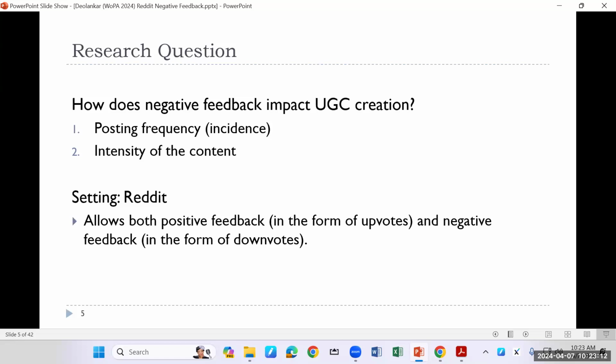Now, the setting in which we study this question is that of Reddit. Reddit is a popular social media platform, and the feedback system on Reddit is such that it allows content viewers to provide both positive feedback as well as negative feedback to content creators. And this feedback on Reddit is publicly observable to everyone: the user receiving the feedback, other users on the platform, as well as external observers, which is us, the researchers.